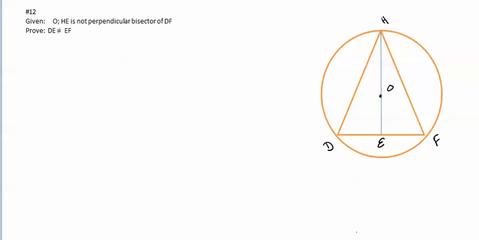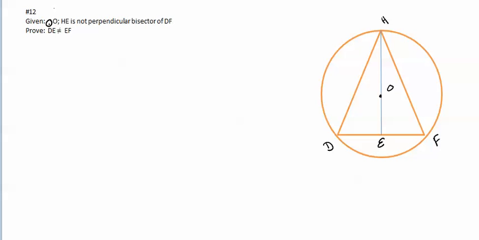Let's look at now example 12. We're given circle O, and we're given that HE is not perpendicular to a perpendicular bisector of line segment DF. What we're then trying to prove is that line segment DE is not congruent to line segment EF.